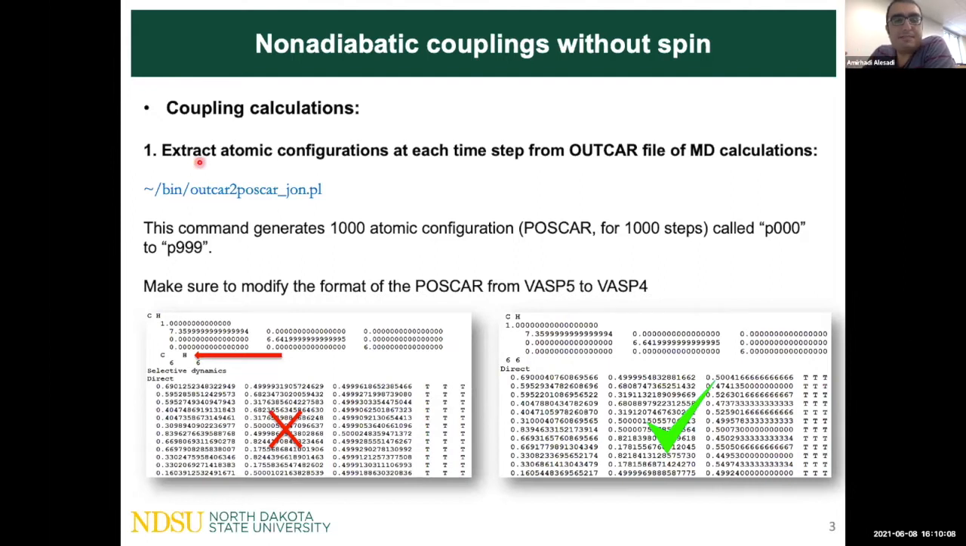In step 5, we should extract the atomic configuration at each time step from the OUTCAR file of the molecular dynamics calculations. To do this, there is this freshly revised Perl file that is available in the bin directory, outcar to postcar. Just pay attention that you should check the POSCAR file to be consistent with the VASP version 4. And if you compare these two here, this CH atoms label in line 6 should be deleted.